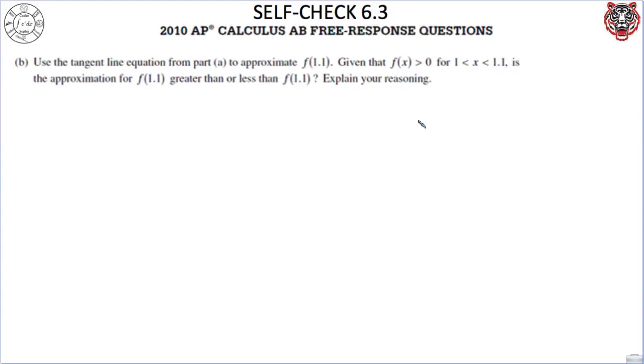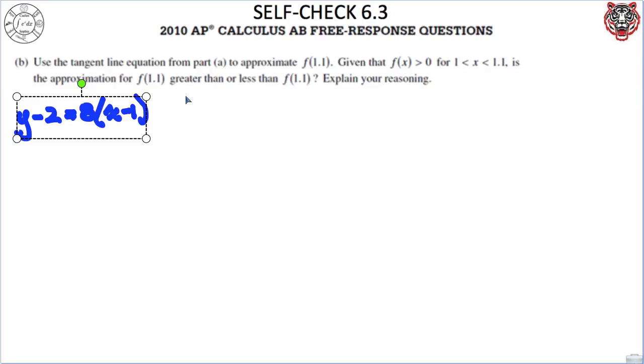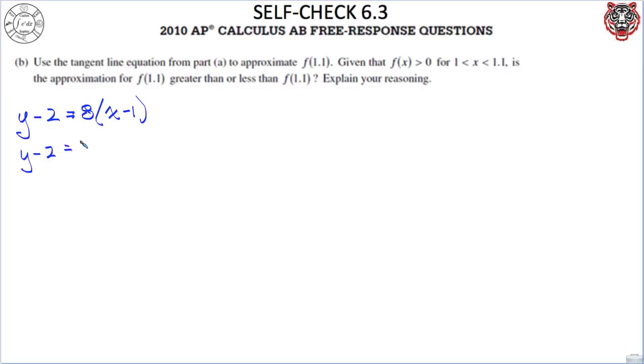On to part B. We're using the tangent equation that we got from our last part to find an approximation at 1.1. So we're plugging in 1.1 here and finding what that gives us. When we do that, we have y minus 2 is equal to 8 times 1.1 minus 1. It's best to leave it in this form, because otherwise it becomes really hard if it's in y form when you distribute the 8. So 1.1 minus 1 is 0.1. All of that is being multiplied by 8, and that is equal to y.